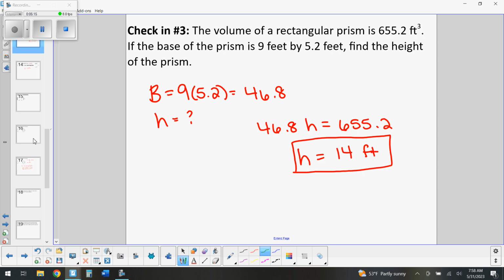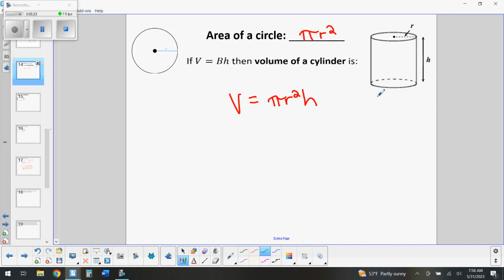So now we're going to look at a cylinder, which can almost be viewed as if it was a prism because it does have two bases and it's connected. So if we consider the base to be a circle, and we know the formula for area of a circle is pi r squared, instead of BH, we have pi r squared H. So V equals pi r squared H is the formula for the volume of a cylinder.